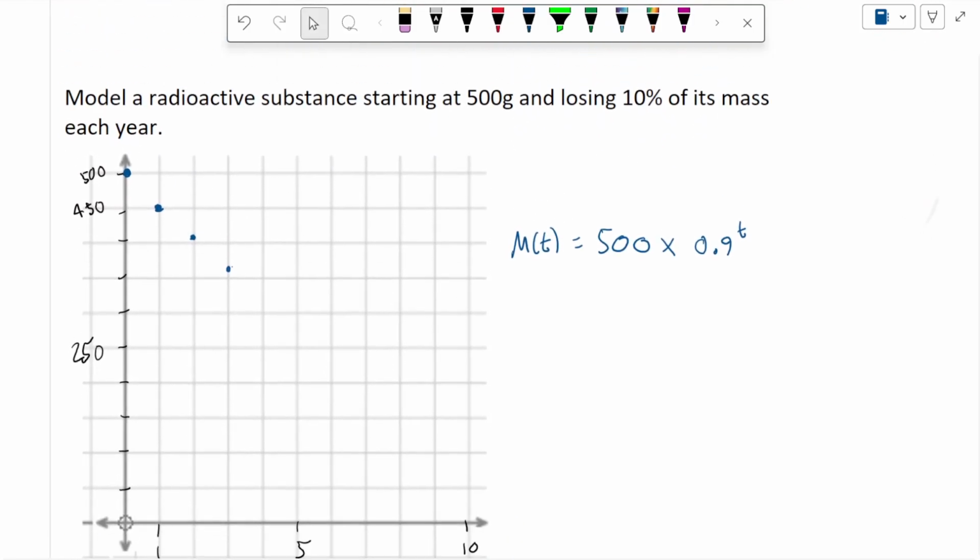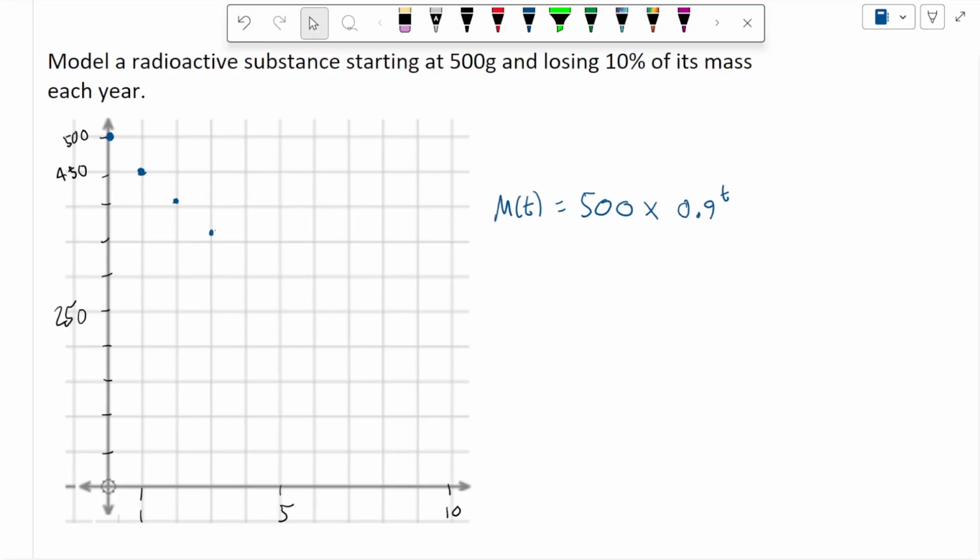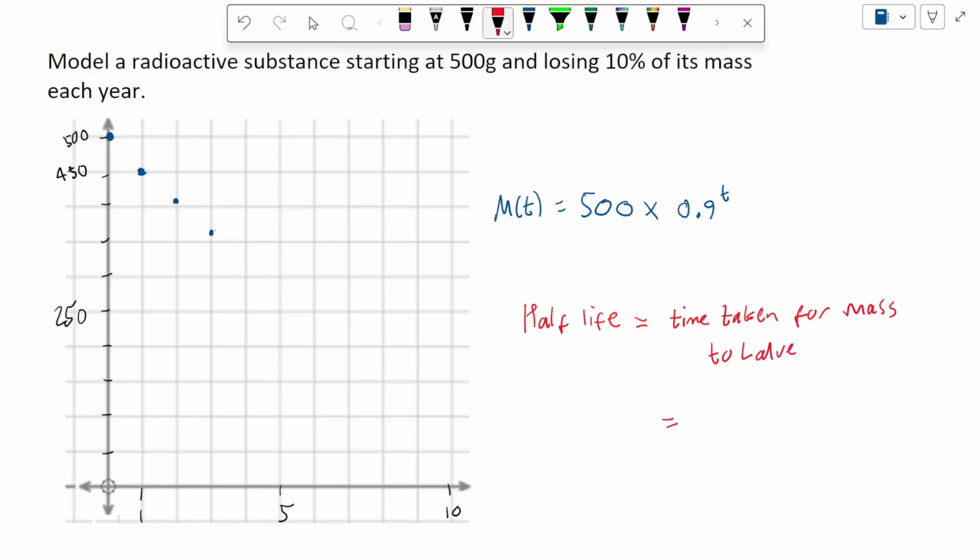Okay, now I could ask a follow-up question. The half-life. So this is the time taken for the mass to halve. And then this is how long till 250. Because we started at 500, we'd like to get to 250. Okay, so we can work that out.